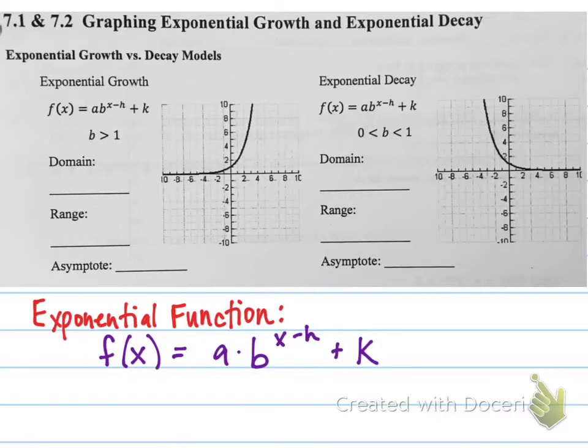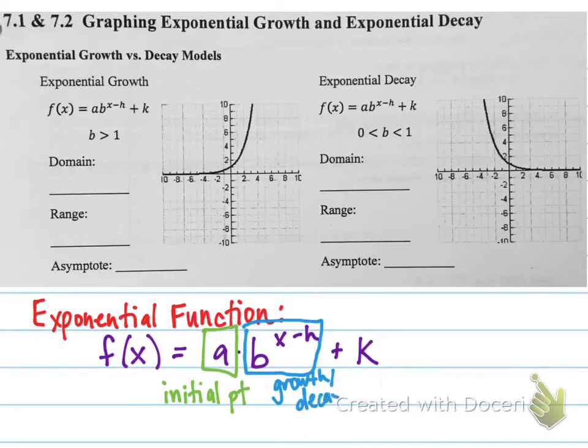So your a value is similar to if you were graphing a quadratic or an absolute value, but we call this a value the initial point or the initial value. The b in this function is going to be your growth or decay. We'll talk about in a minute what it means to be a growth or a decay.